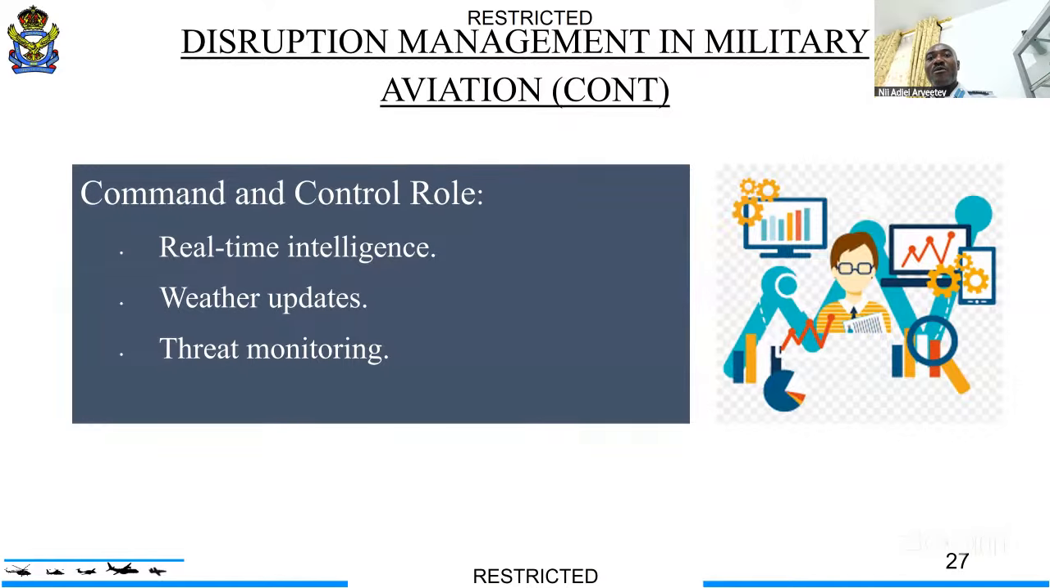Command and control roles. We normally need real-time intelligence to fly. Over a month ago, we had a Nigerian aircraft arrested in Burkina Faso because they landed without permit. Yes, this is where our real-time intelligence comes. The security dynamics in the sub-region can change at any time.